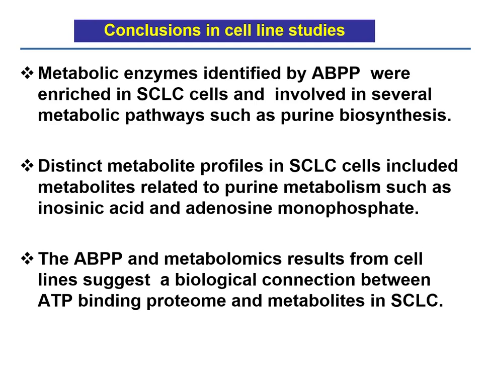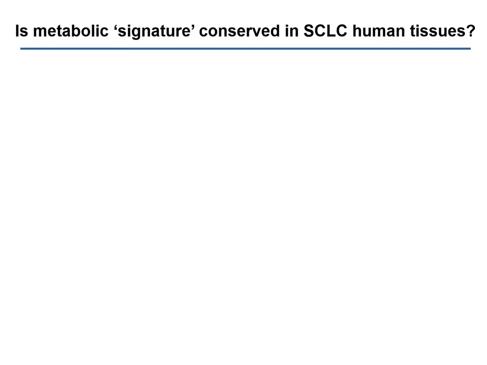So we draw the conclusion from our cell line: the metabolic enzymes identified by ABPP enrichment in small cell lung cancer are involved in several metabolic pathways. And the distinct metabolite profile in small cell lung cancer includes metabolites related to purine biosynthesis. The cell line results suggest there is a biological connection between the ATP binding proteins and the metabolites in small cell lung cancer.